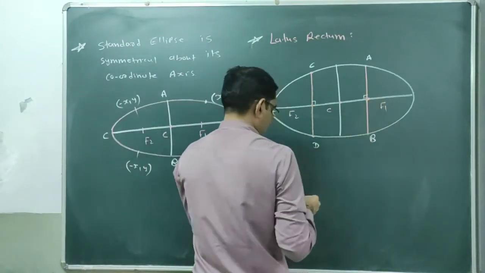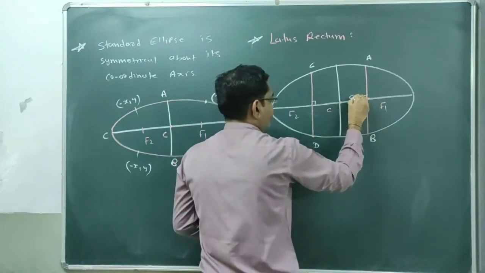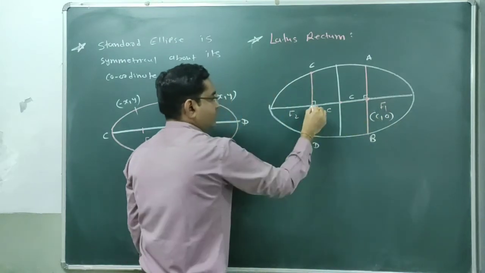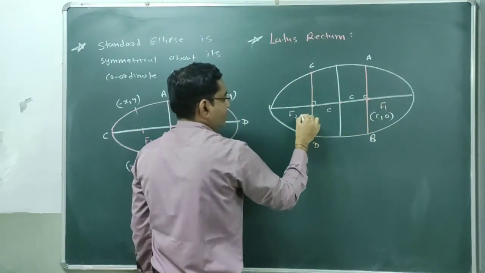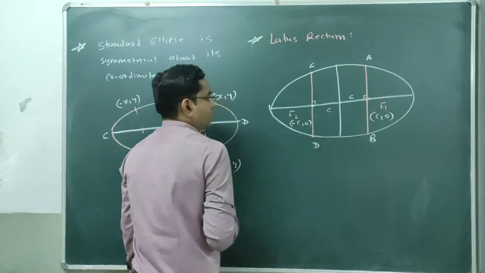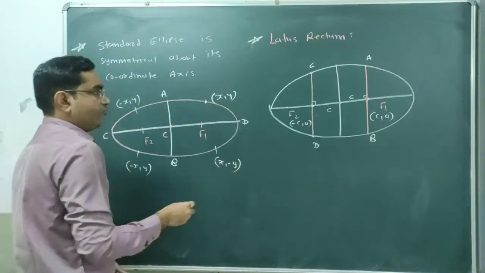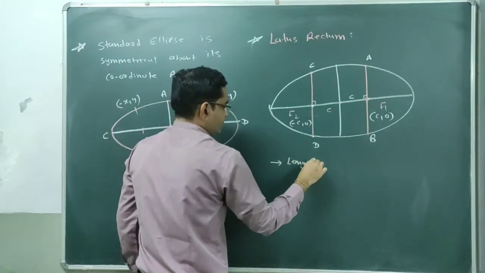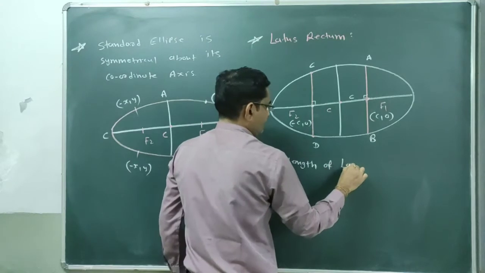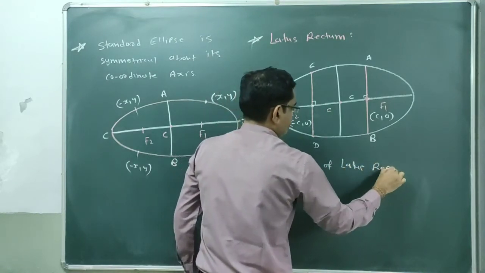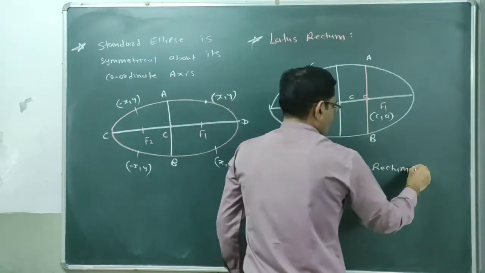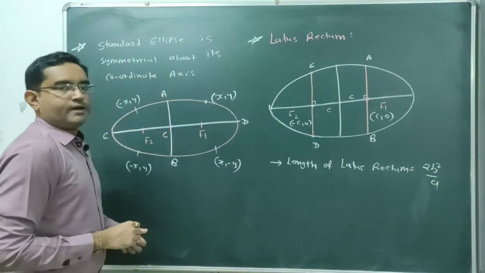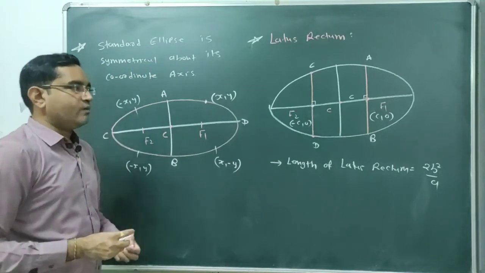Coordinates of this focus are, this is focus length C. So coordinates of this focus are C,0 as they lie on the x-axis. Here this one has coordinates minus C,0. Done. So for this type of latus rectum, the length of latus rectum is 2b square by a. You have to remember the direct formula. The length of latus rectum is 2b square by a.